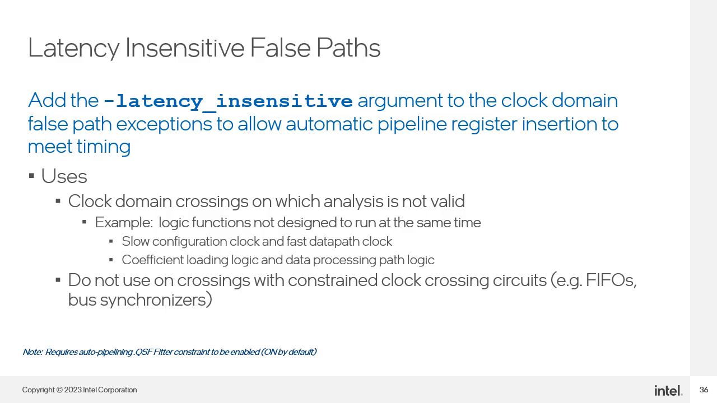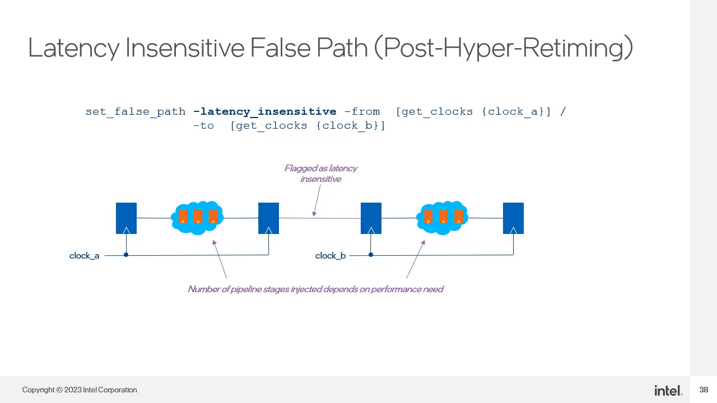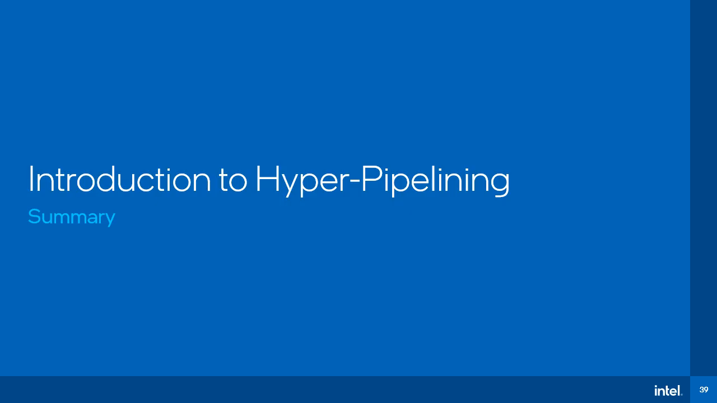This argument should not be used on clock crossings which use any sort of clock crossing circuits such as dual clock FIFOs that are constrained with their own timing constraints such as set max and min delay, set net delay, or set max skews. The false path constraint, with or without the latency insensitive argument, will override these constraints used by the circuits, which could break their functionality. In this example, we have a clock crossing path to which the false path constraint with the latency insensitive argument is applied. Upon retiming, pipeline registers are automatically inserted into the path and retimed depending on the performance requirements of the clock domains. This concludes the online training, Introduction to HyperPipelining.